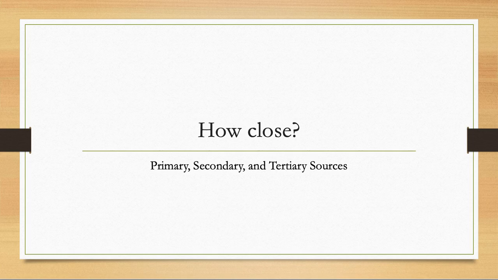Therefore, the first way of categorizing sources is by their proximity to the topic being studied. In other words, we can understand sources by how close they are to the topic. The language we use for this proximity is primary, secondary, and tertiary sources. Primary sources are the closest to the topic. Tertiary sources are the furthest away. And secondary sources are right in the middle.